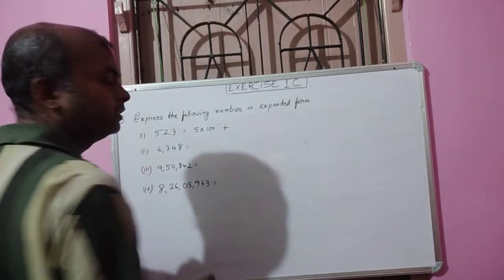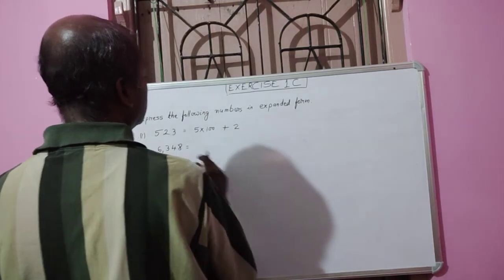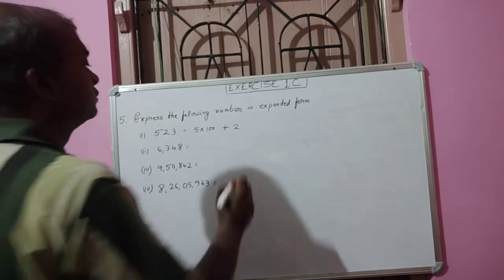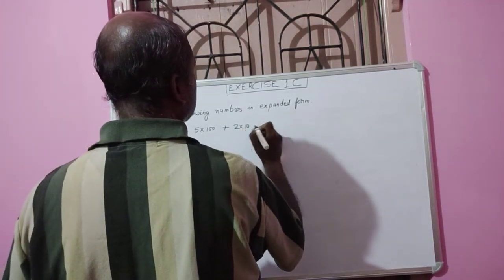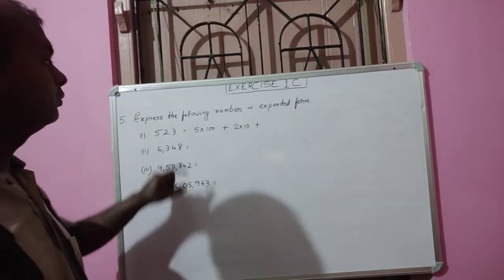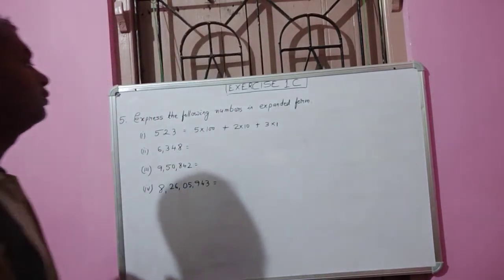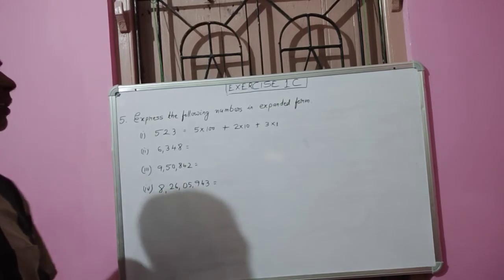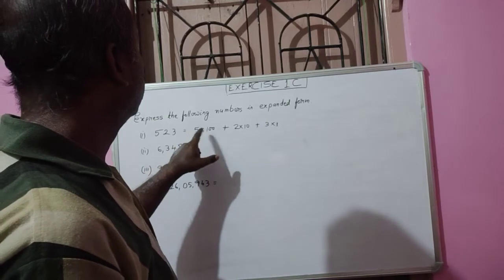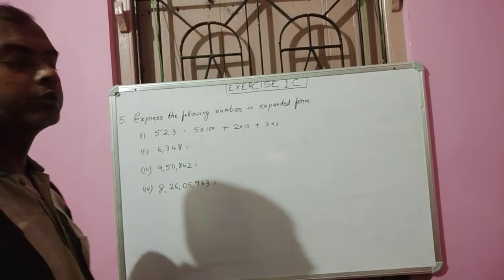After that we give a plus sign. And what's the next number? 2. In which position is 2? 2 is in tens position, so 2 into 10. Again you will give a plus sign. Then you have 3. 3 is in ones position, so 3 into 1. This is how we write the number in expanded form with their place values. 5 is in 100, so 5 into 100. 2 is in tens place, so 2 into 10. 3 is in ones place, so 3 into 1.